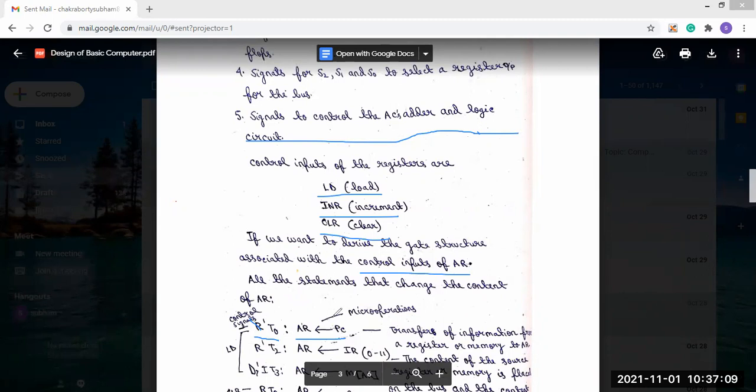A register or memory to transfer information from the program counter to the address register happens at control signal R' T0. That means the T signal is R' and a colon is used. Now, if you remember in RTL, register transfer language, I have said that the colon should be used for conditional operation.